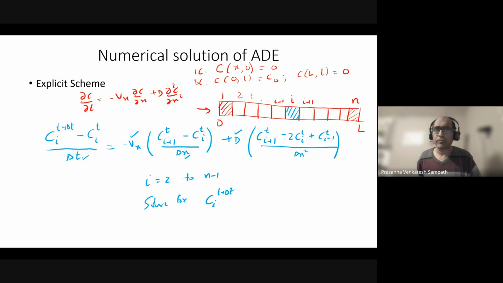Okay. So this scheme is called the explicit scheme. Now, if there is something that's explicit, then there must be something else which we will refer to as the implicit scheme. Now, the implicit scheme is exactly the same as the explicit scheme, except for one crucial difference.